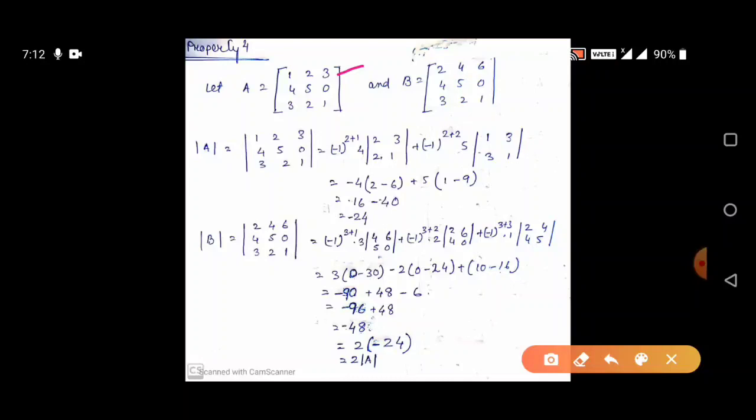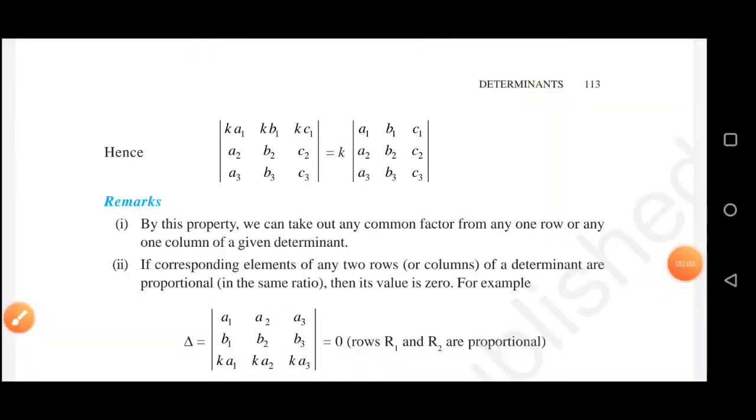So, here what we did, we multiplied the first row by 2, and after multiplying the first row by 2, if we find the determinant of that matrix, then we will get that the answer will be 2 determinant A. That means, the value of the determinant is multiplied by 2. So, this is our property 4. Now, one more thing is given in property 4, and it is in the remark.